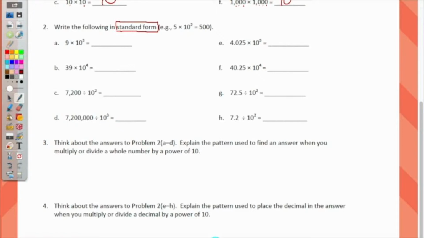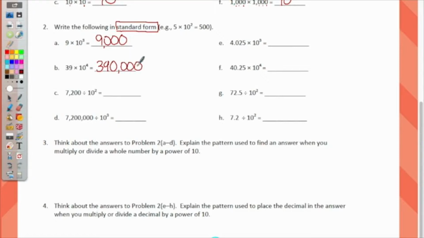Okay, so 9 times 10 to the 3rd. The 3 tells you how many zeros to add. 9,000. 3 zeros. Don't tell me the answer. 1, 2, 3, comma. Because I care more about what you're doing to get your answer. Okay? What about 39 times 10 to the 4th power? Gracie, how many zeros will I add on this one? For 10 to the 4th, how many zeros? 4. So a 39 with 4 zeros.